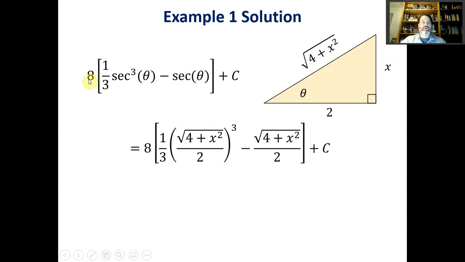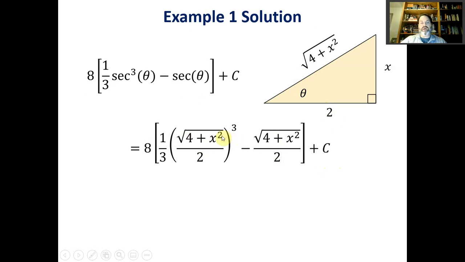Right? So 8 times a third, secant cubed. So it just becomes secant of theta is just that over that. Cube it. Minus that over that. Don't cube it. And then you want to simplify as much as you can.